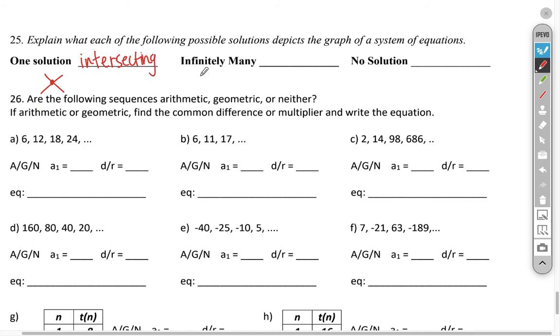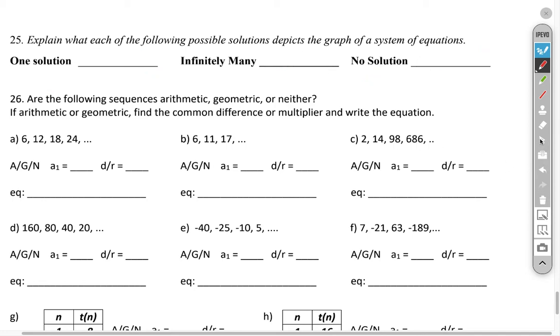If we have infinitely many, that means we have two lines right on top of each other. So these are coinciding lines. That means infinitely many means every single point is on both lines, coinciding. I think I spelled that right. And then if there's no solution, that means the lines never touch, which means they've got to run parallel to each other.